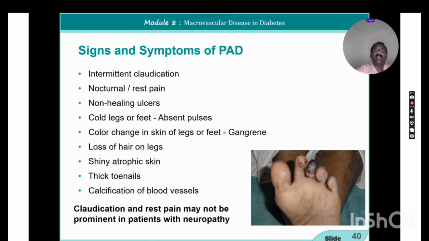So signs and symptoms: intermittent claudication, nocturnal pains, rest pains, non-healing ulcers, cold legs and feet, absent pulses, color changes in the skin of the legs and feet, gangrene, loss of hair on the legs, shiny atrophic skin, thick toenails, calcification of the blood vessels. Claudication may not be prominent in patients with neuropathy. Okay, those people with autonomic, sensory or motor neuropathy may not appreciate these things. But these are the important signs and symptoms of peripheral artery disease. See the toe here, the third toe.